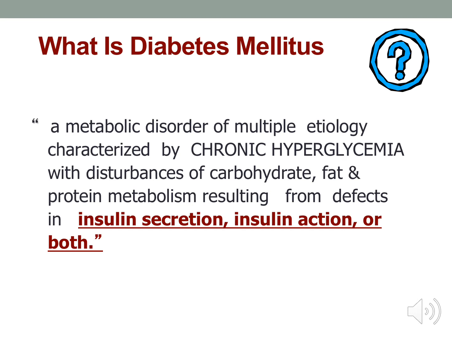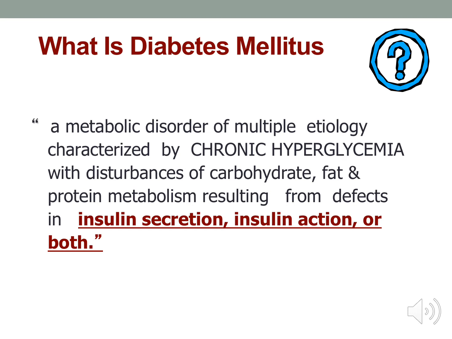And this is the classical definition of diabetes from the WHO, which defines it as a metabolic disorder of multiple etiology characterized by chronic hyperglycemia with disturbances of carbohydrate, fat, and protein metabolism resulting from defects in insulin secretion, insulin action, or both. So let's cut down this definition and realize what's important.